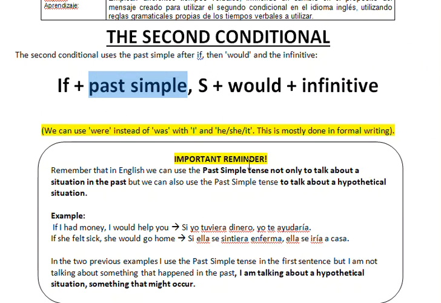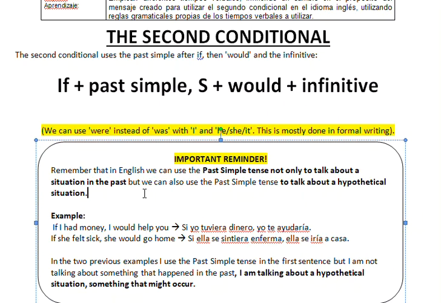But now, in the second conditional, we use the past simple but in a different way. Utilizamos el pasado simple pero de una manera diferente. Remember, as you can see here, important reminder, recordatorio importante. Remember that in English we can use the past simple tense not only to talk about a situation in the past. Utilizamos el pasado simple en inglés no solamente para hablar sobre una situación en el pasado, but we can also use the past simple tense to talk about a hypothetical situation. ¿Ok?